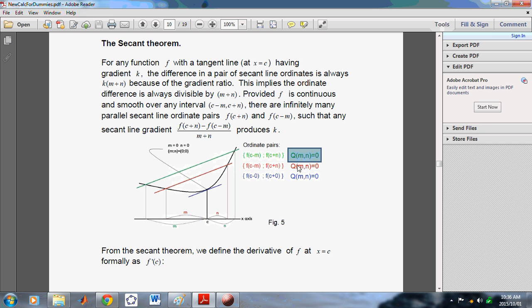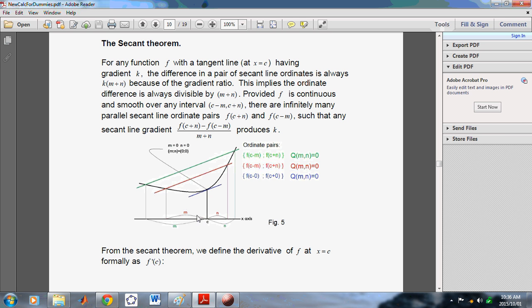But the auxiliary equation takes three parameters, C, M, and N. I've left out C here because it wasn't really necessary in this case for the purposes of the demonstration. But every one of these secant lines has a unique pair which will satisfy this equation. And m plus n is never 0 because no secant line meets the tangent line exactly at the point C. Otherwise it's not a secant, right? It will just degenerate into a point. So no secant line can have m plus n equal to 0.